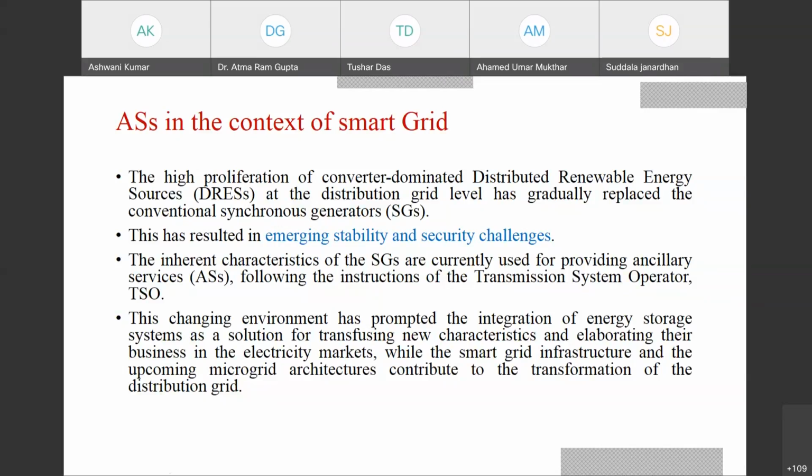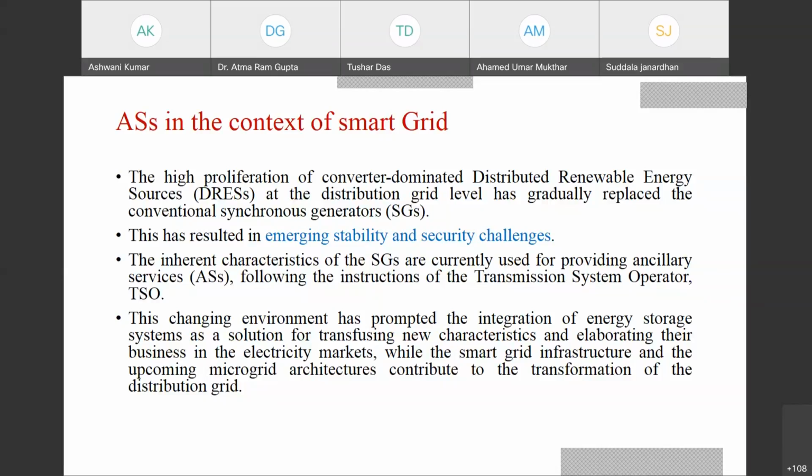Because of the high penetration of the converter operated distributed renewable energy sources, which are commonly called DRES, at a distribution level, they have been gradually replacing the conventional generators. Okay, and security and stability changes are coming in the form of frequency regulation, because their inertia is lower as compared to the synchronous generators. So we need to think of how the battery will have inertia, or the solar system will have inertia, or storage devices will have inertia. That inertia, virtual inertia, needs to be computed for better services in a system.